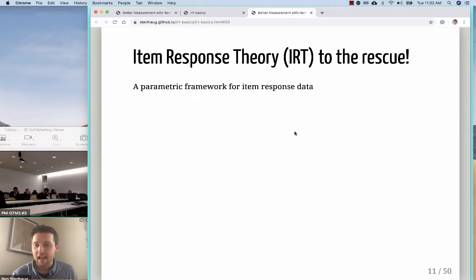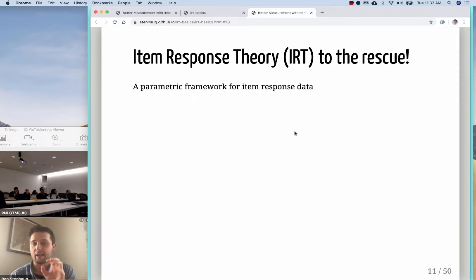So hopefully at this point, I've convinced you that the sum score and just reasoning through item response matrices is not the best way to go. And this is the point at which I say item response theory, parenthetical IRT, to the rescue.